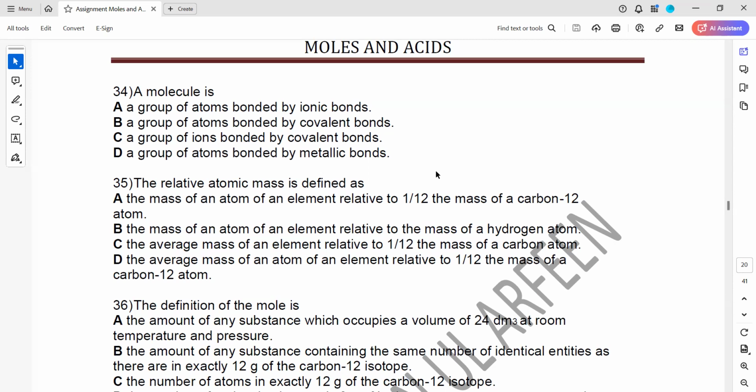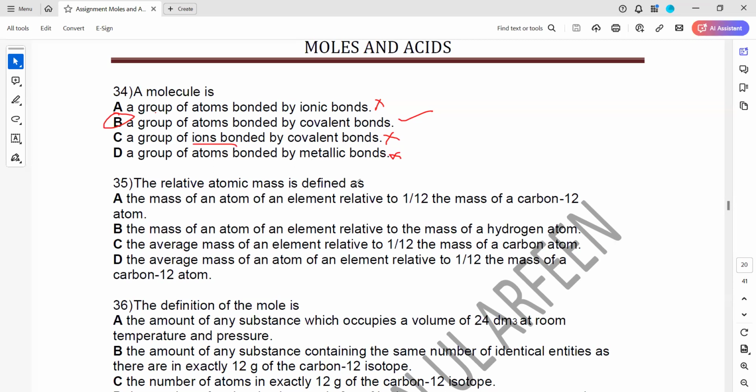So question 34 related to moles and acid. A molecule is what? When we define the term molecule. So the definition of a molecule: it's a group of atoms which are covalently bonded with each other. A group of atoms bonded ionically, no, that's not a molecule. That's a lattice. A group of atoms bonded covalently, yes, that's the molecule definition. A group of ions, no, that's a molecular ion. And a group of atoms with metallic bonding, no, that's also not a molecule.